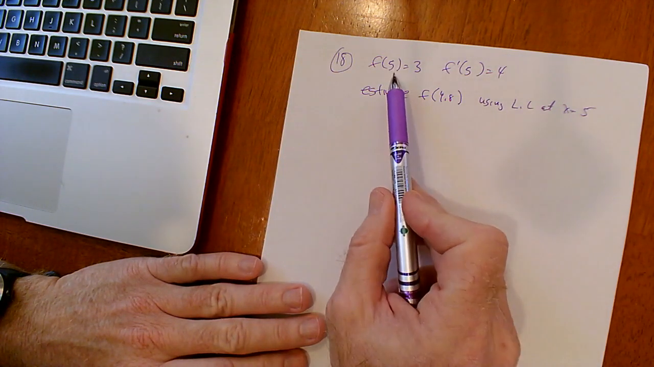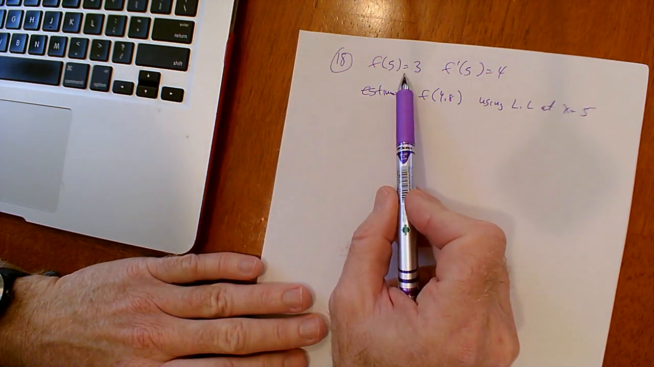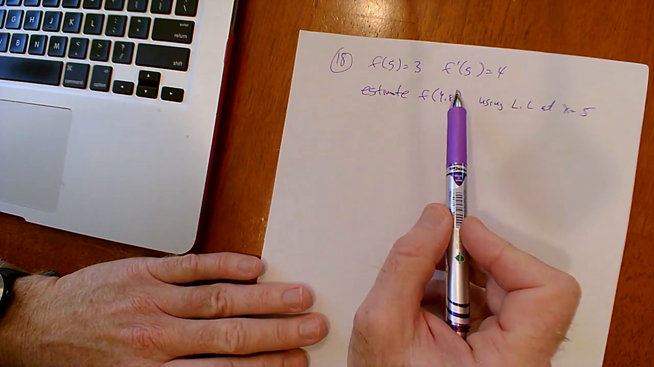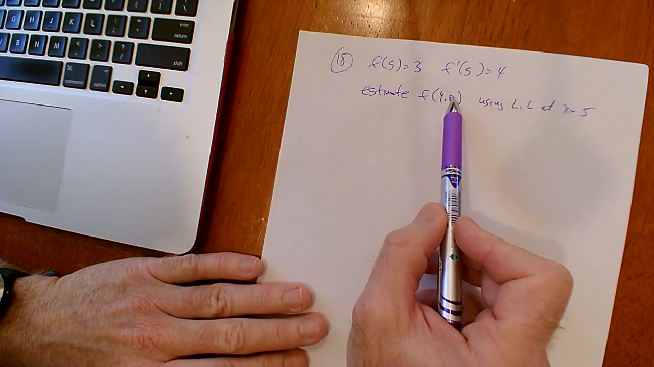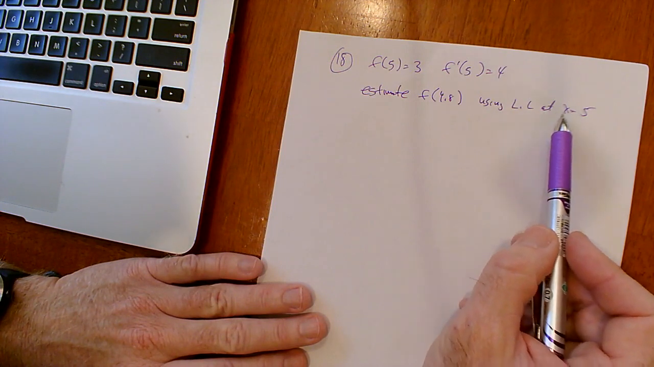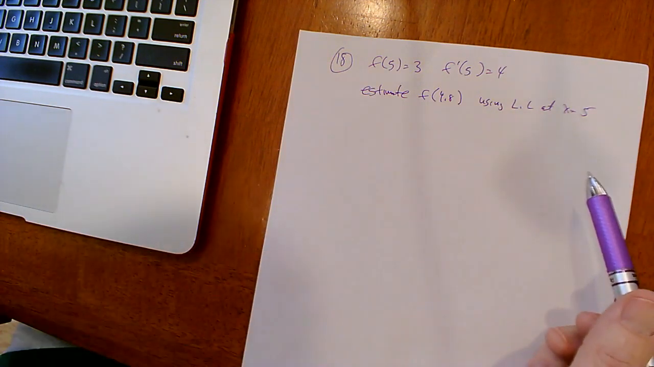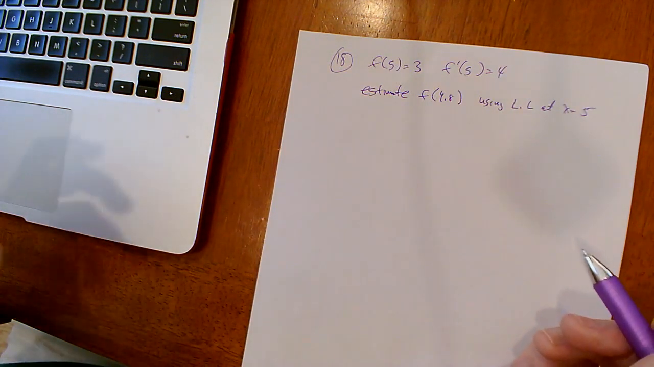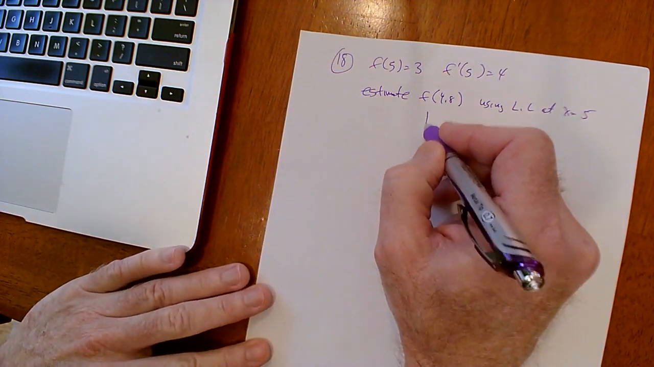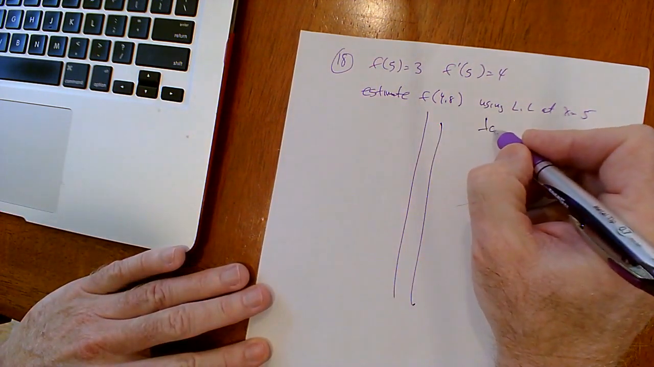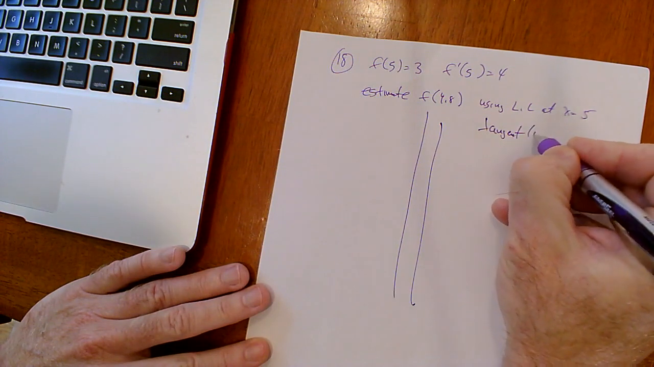The question was, the function evaluated at 5 is equal to 3. The derivative at 5 is equal to 4. Let's find f of 4.8 using local linearization at x equals 5. Two ways to do this. I think the safest way is just to remember local linearization means tangent line. I don't think I did it this way originally.